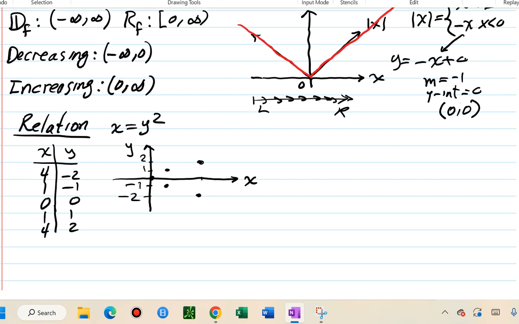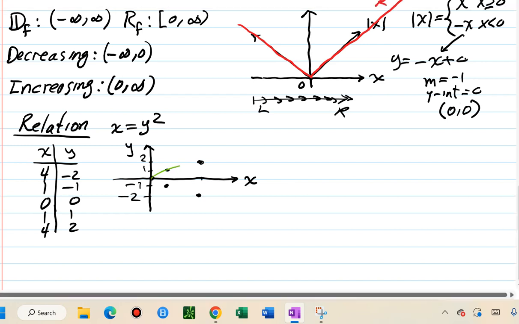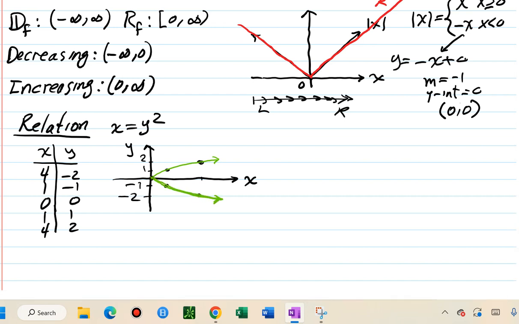Now I can connect these 4 dots, right? Using not a straight line segment, but using a curve. There you go. So we have this portion. And then if I use a curve, smooth curve, I get this other portion. And these are the points that were on the line there. So it looks like a parabola on its side, right? Like y equal x squared, only on its side.